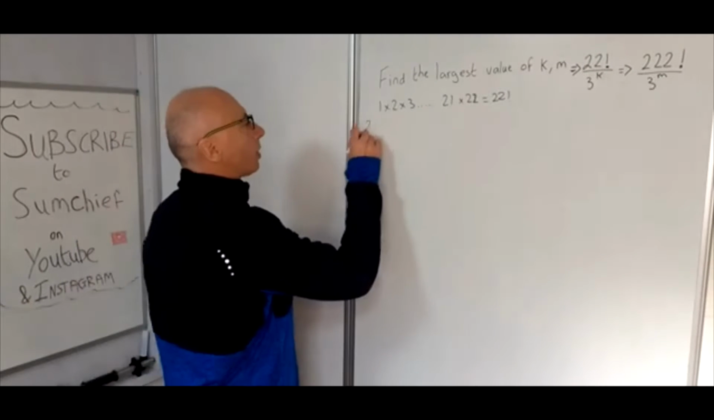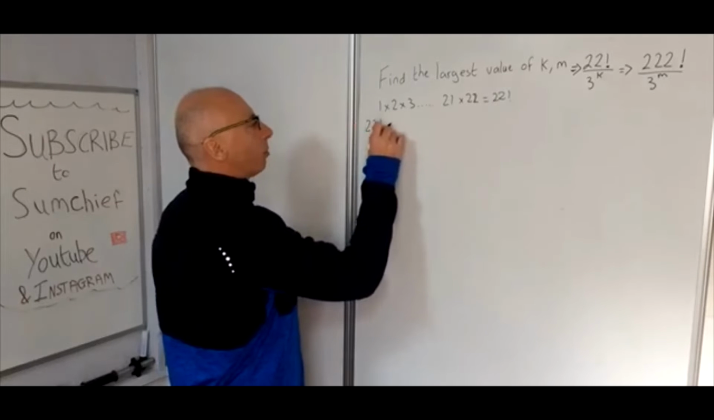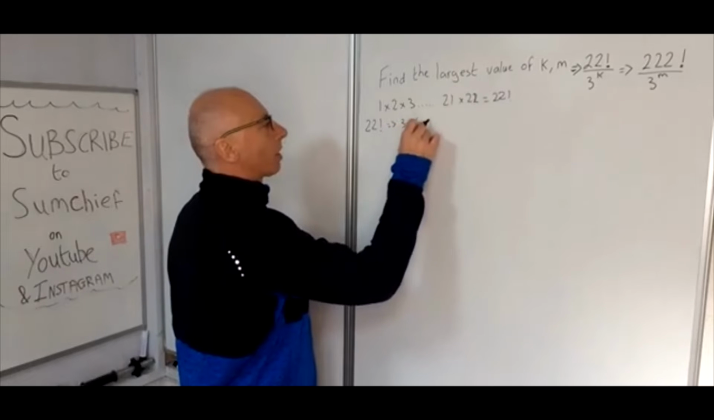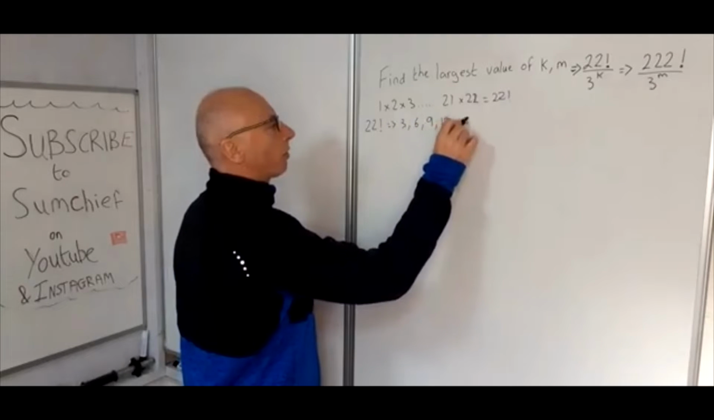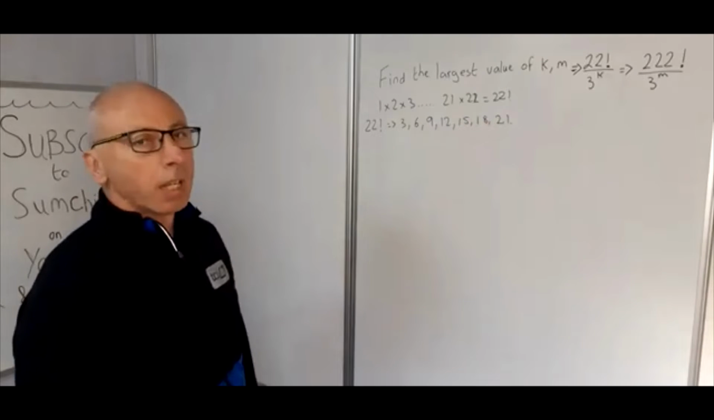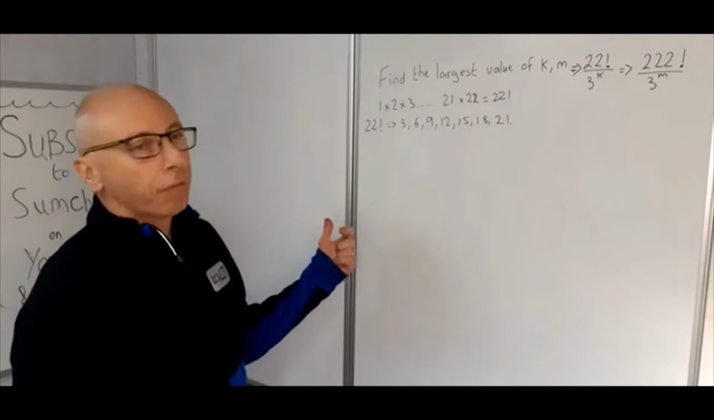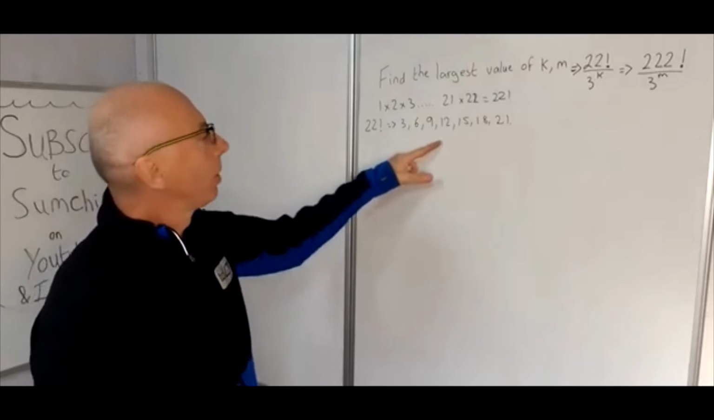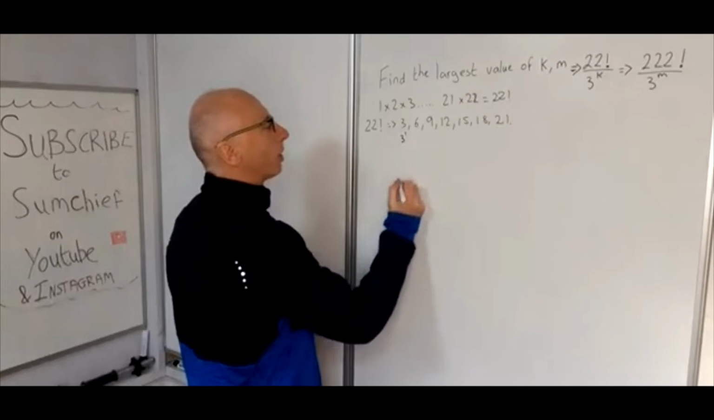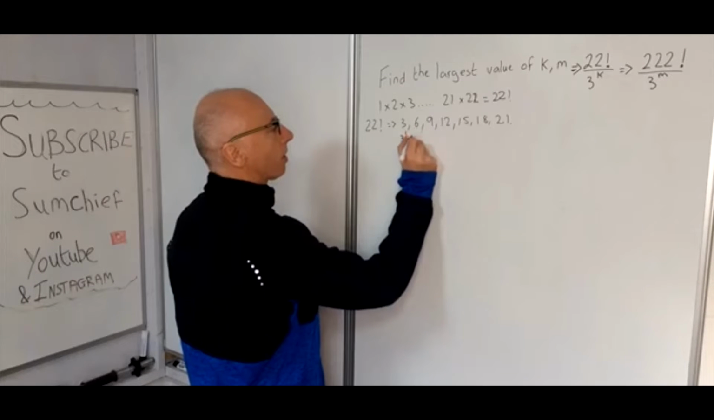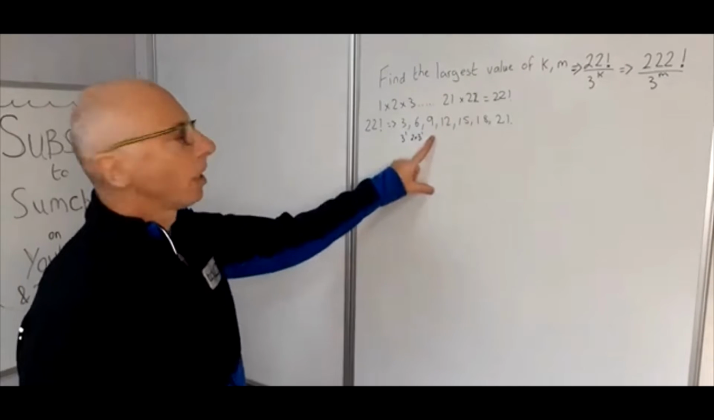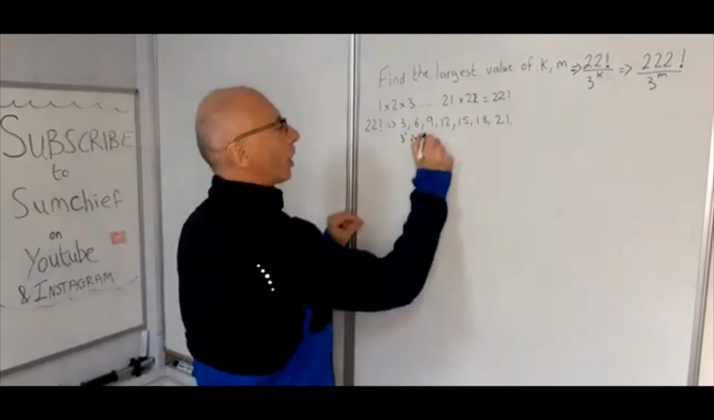So for 22 factorial, the numbers that are divisible by 3 are 3, 6, 9, 12, 15, 18 and 21. Now we need to look at the prime factorization of these, which involves the number 3. So 3 is 3 to the power of 1. 6 is 2 times 3 to the power of 1. Now 9 is a little bit different here, that's just 3 squared.